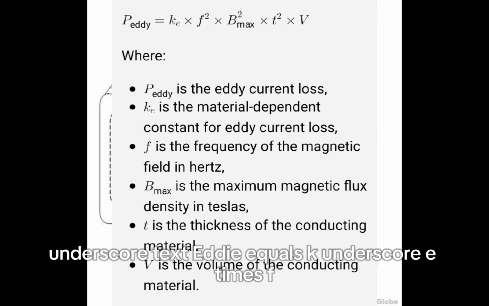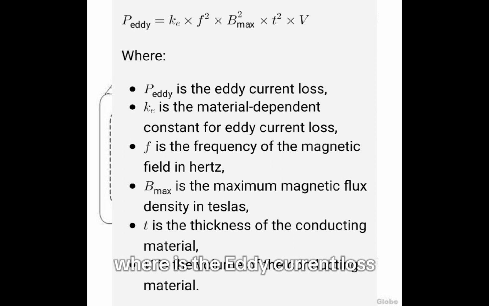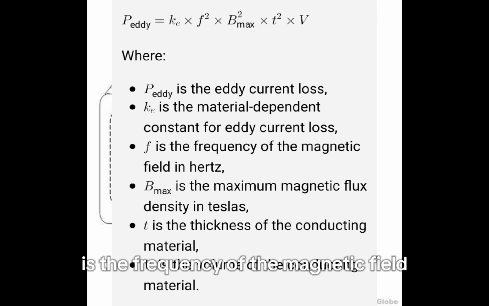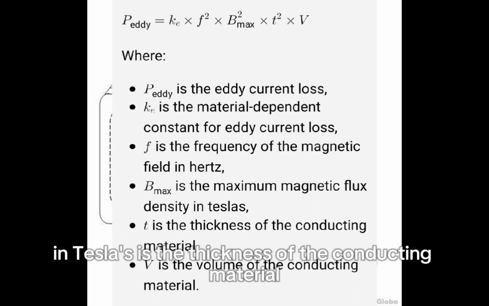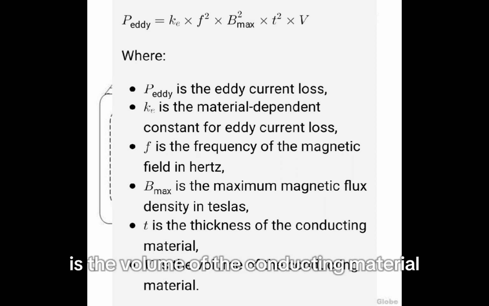P_eddy = K_E × f² × B_max² × t² × V, where P_eddy is the eddy current loss, K_E is the material-dependent constant for eddy current loss, f is the frequency of the magnetic field in Hertz, B_max is the maximum magnetic flux density in Teslas, t is the thickness of the conducting material, and V is the volume of the conducting material.